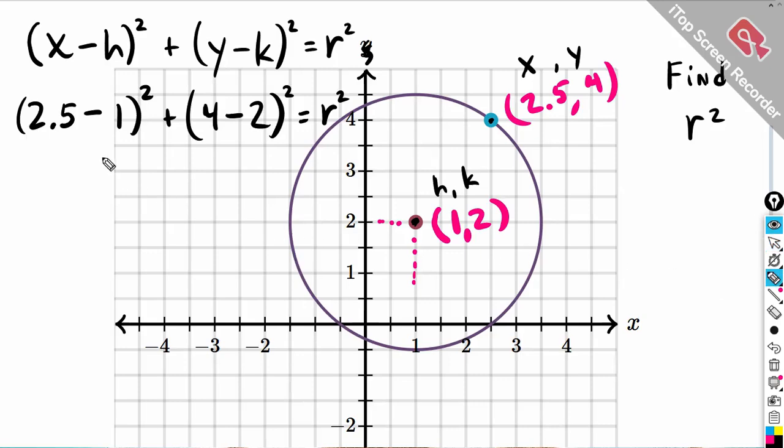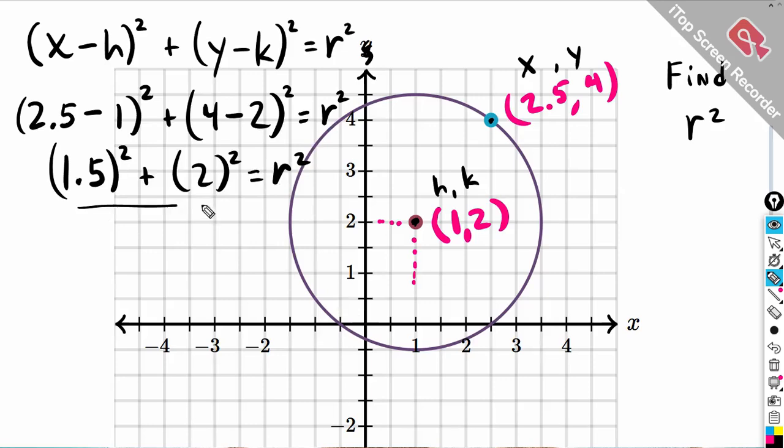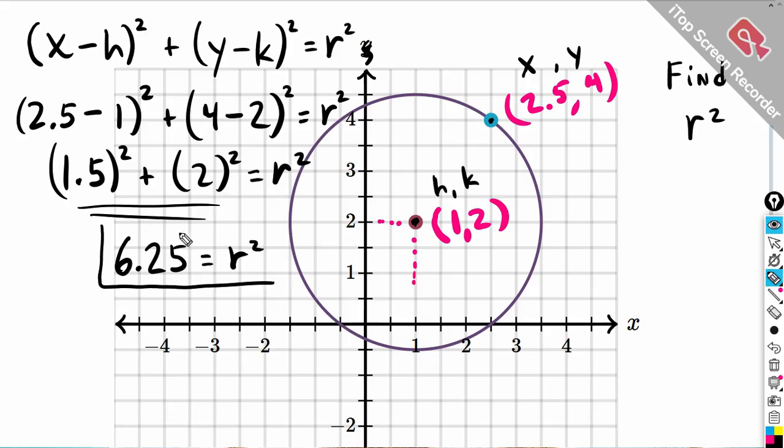All right, 2.5 minus 1 is 1.5, and that's squared. Plus 4 minus 2 is 2, and that's squared, and that equals r squared. Okay, I'm going to do this whole thing on the calculator now. All right, and I get 6.25, and that equals r squared. So you're going to need that for the formula. Okay, that goes in place of r squared.